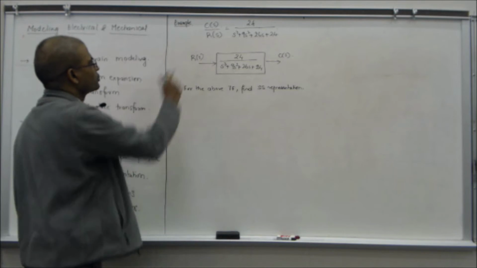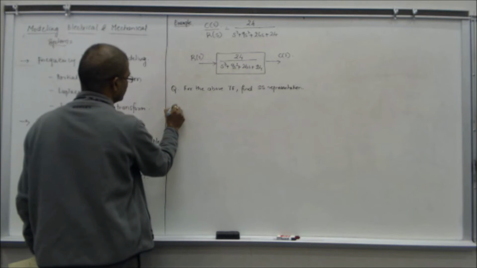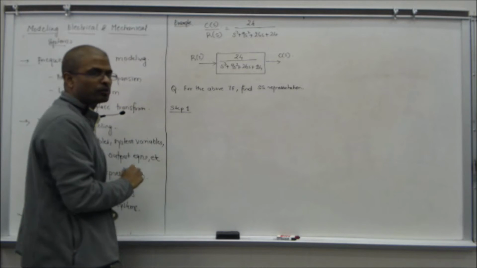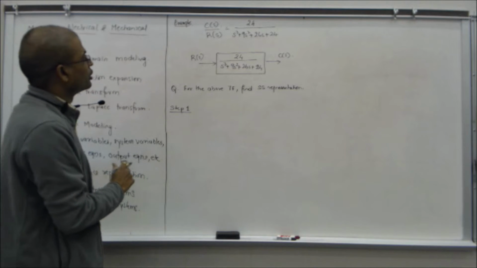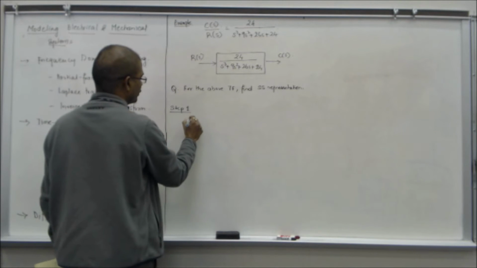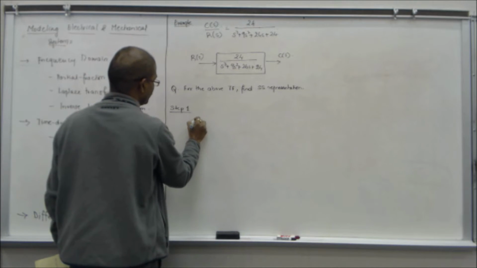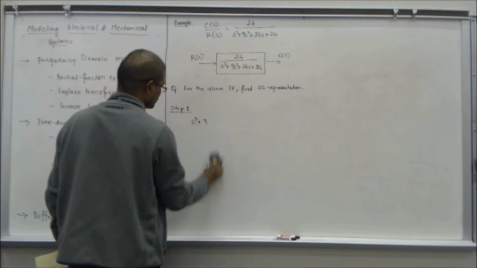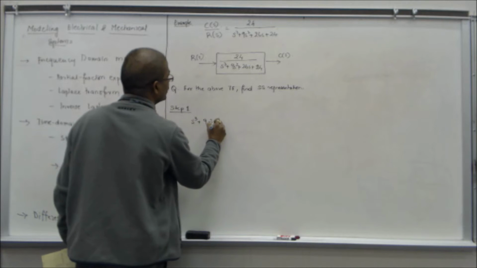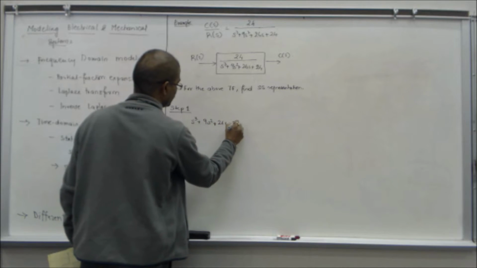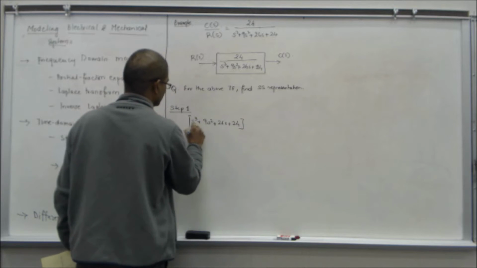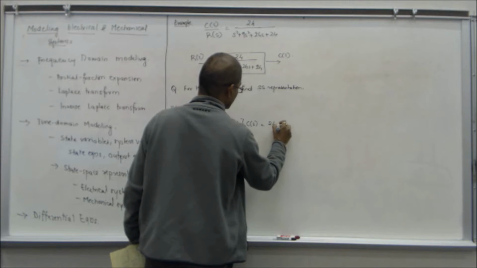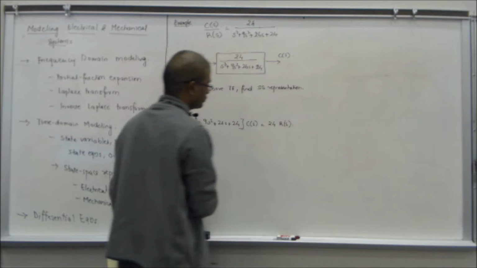So if you look at this, the simple way to do it is, step 1 is, you cross multiply this one. So you have s cube plus 9s square plus 26s plus 24 into C of s, okay, is equal to 24 R of s, right?